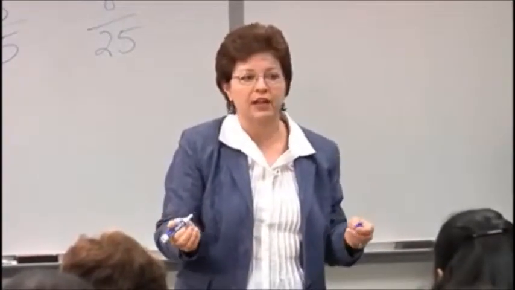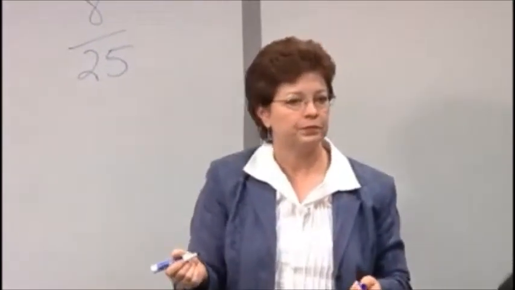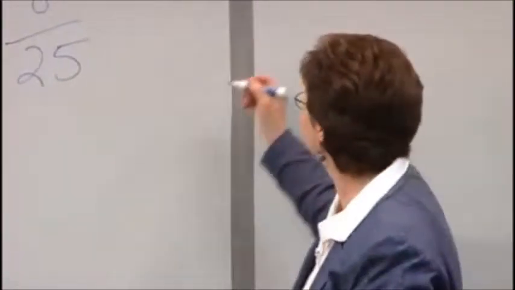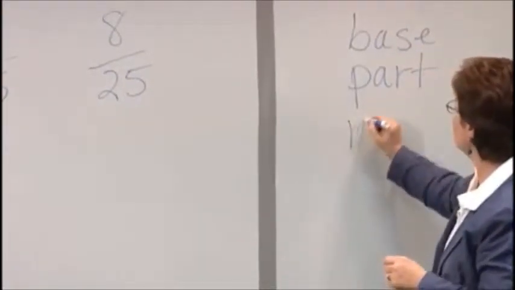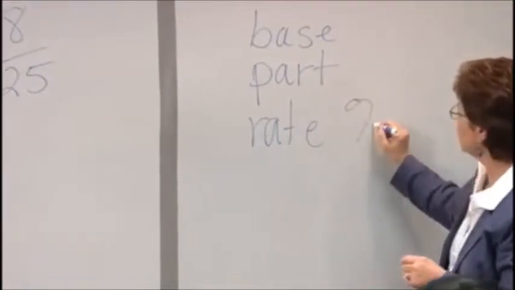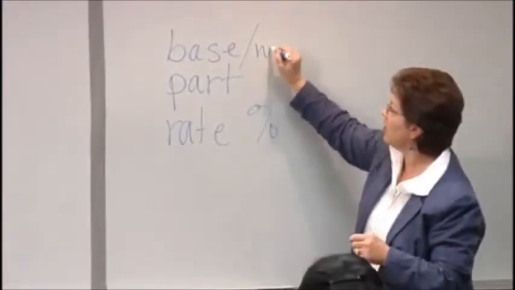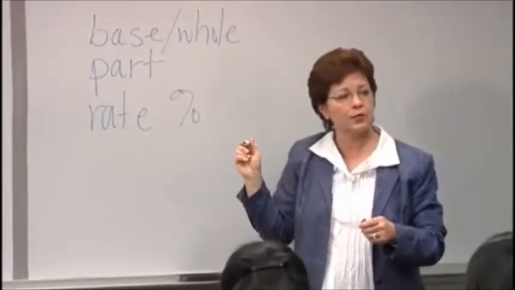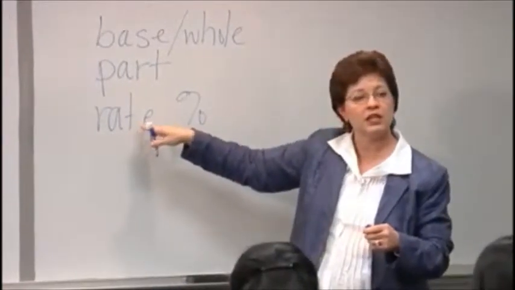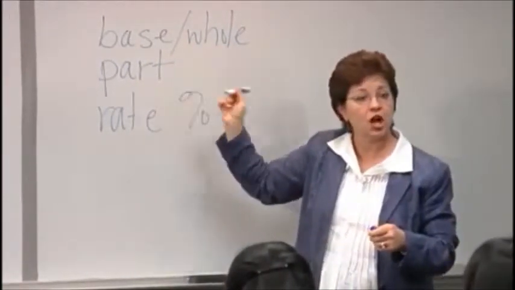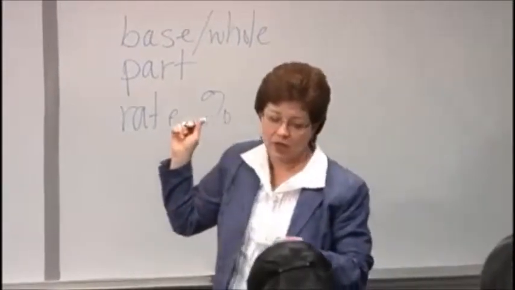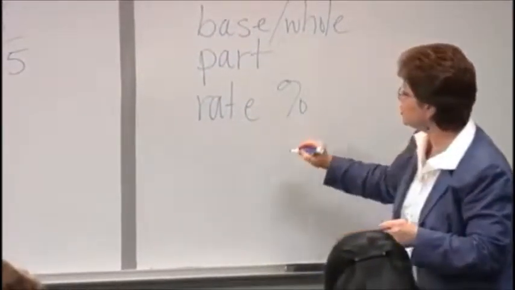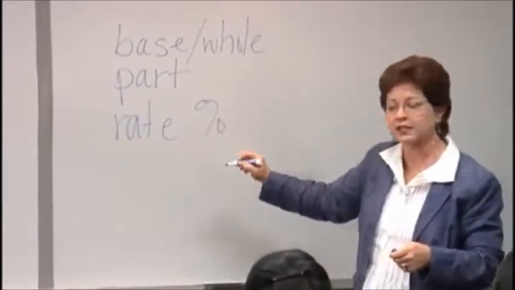What are the 3 parts of any percent problem? Brahman. Base, part, and rate. Good. Base, part, and rate. The rate we express as a percent. You might also call the base a whole. Either one of those terms is fine. So in any percent problem, if we're missing one of these but we know the other 2, then we can solve for the missing one. And in order to do that, we also need to know how to express a percent as a decimal.